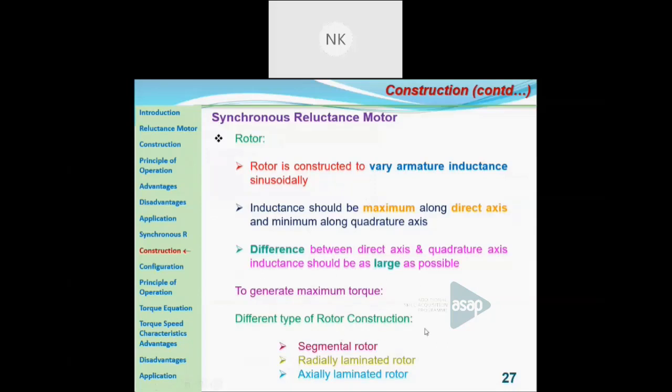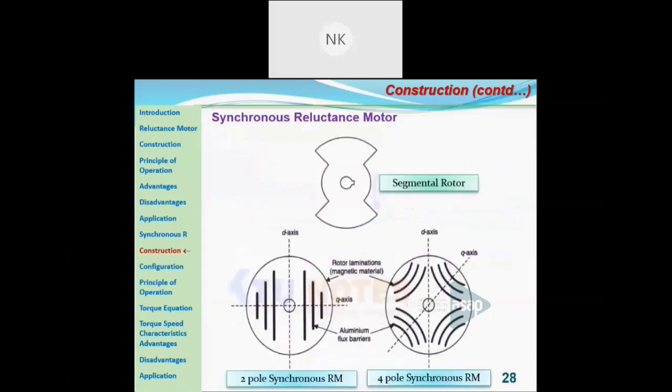The segmental rotor construction, radially laminated rotor construction, and axially laminated rotor construction are possible. You can see this is the segmental rotor construction, and this is the two-pole synchronous reluctance motor having aluminum flux barriers connected to the rotor. Here the rotor laminations are there, with magnetic and non-magnetic materials used. And this is a four-pole synchronous reluctance motor. As you can see, this is a circular shape, this is the radial one, and this is the axial type.